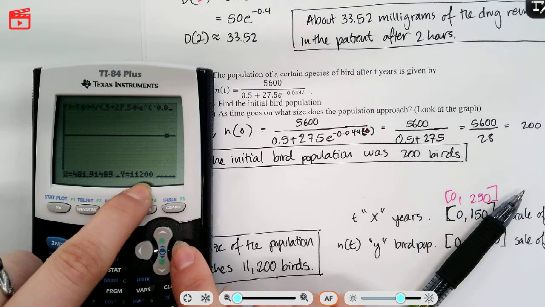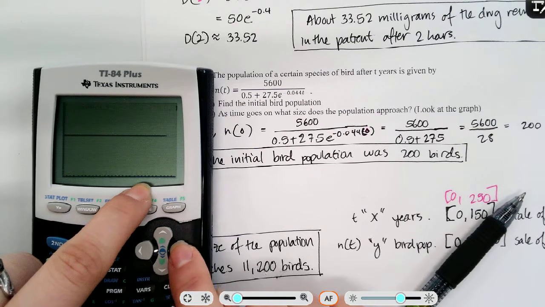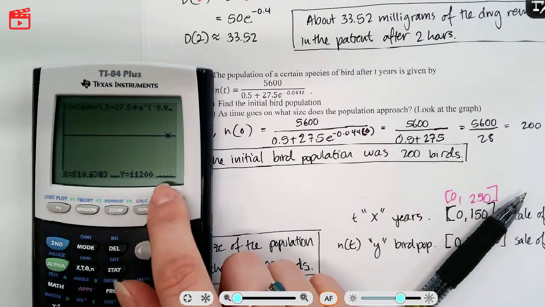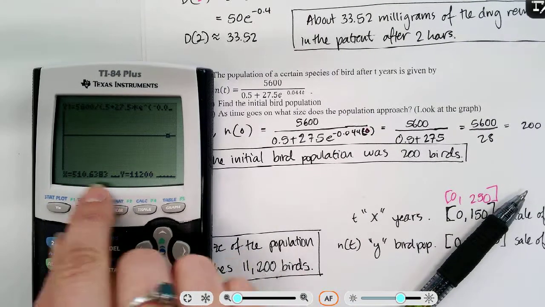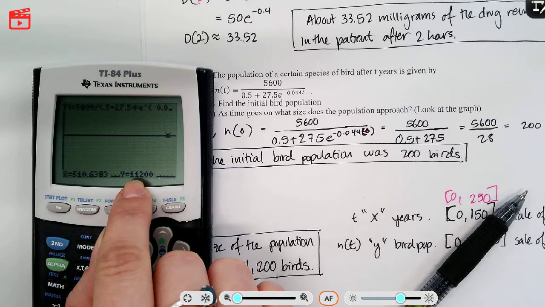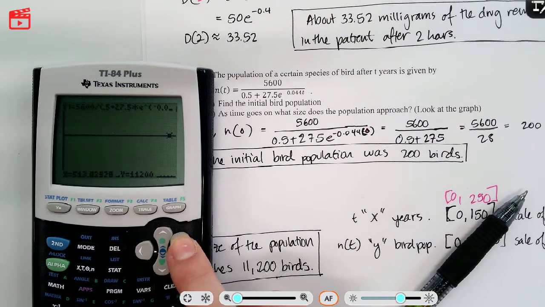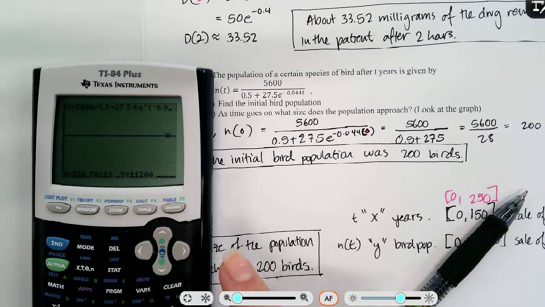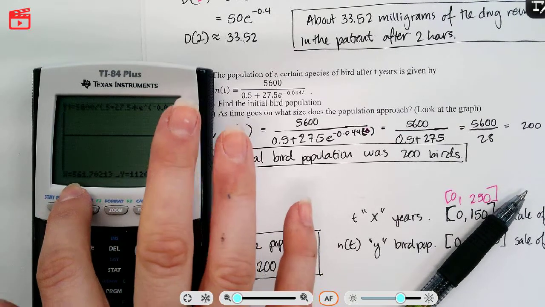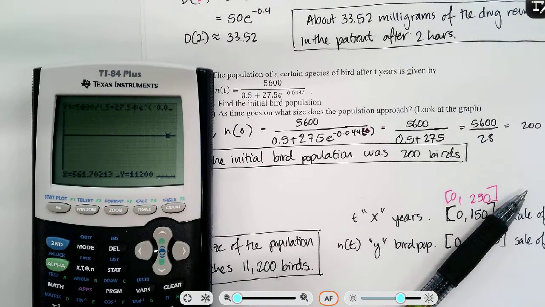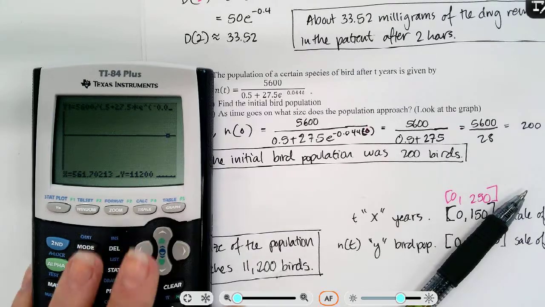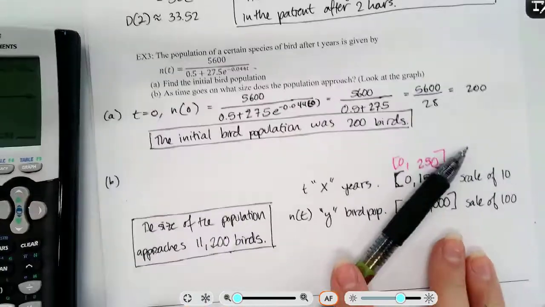Oh, there we go. I stopped us too soon. Look at that, 510 years, and it's finally hit 11,200. Let's go way more years. I've gone to 561 years, and our y value has stayed at 11,200. So that is the value our population is approaching.